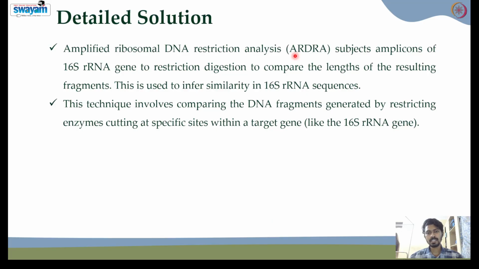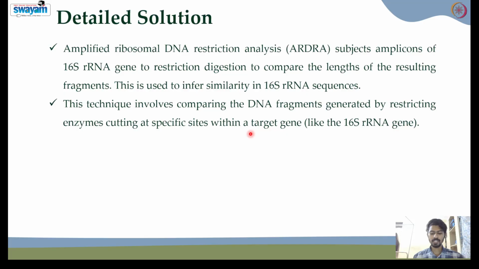So what happens here is, after extracting the DNA and doing PCR amplification, we select restriction enzymes to cut the DNA at specific sites in order to compare the lengths of the resulting fragments. This technique involves comparing the DNA fragments generated by restriction enzymes cutting at specific sites within the target gene, such as the 16S rRNA gene.